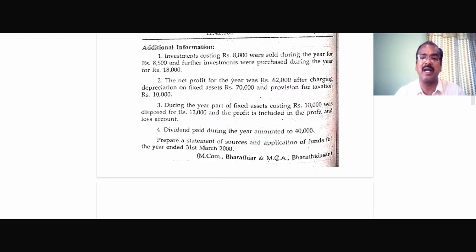Dividend paid during the year amounted 40,000. First, dividend has to be proposed and that has to be recorded in the adjusted P&L account because this is a non-operating expenditure. And followed by that, the proposed dividend has been paid during the year. Since it is an application of fund, it would be taken over to the funds flow statement also.